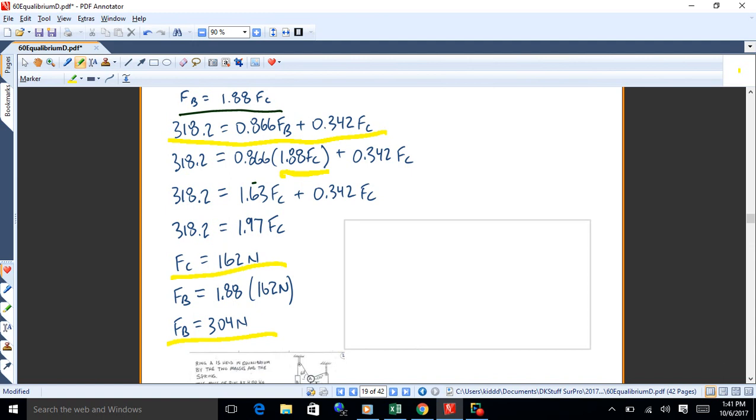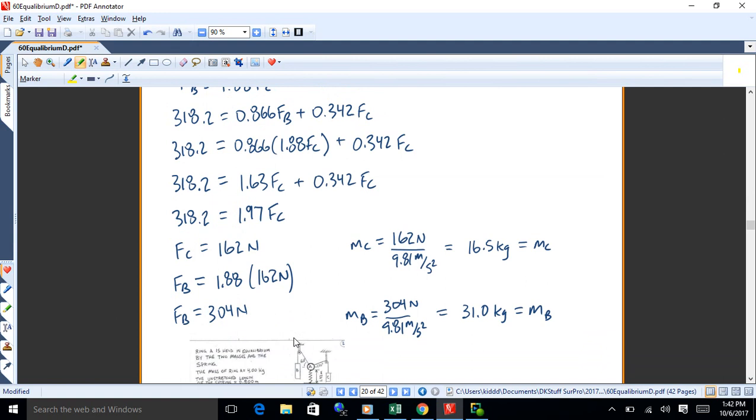Now I'm not done yet, because what I wanted to know were the masses. The masses hanging off those cables are what caused the force, so I need to back into the masses once I've got the forces in the cables. It's easy enough because weight equals mass times gravity, so mass is weight divided by gravity. That is a necessary final step. So I just take the forces divided by gravity and I get the masses.